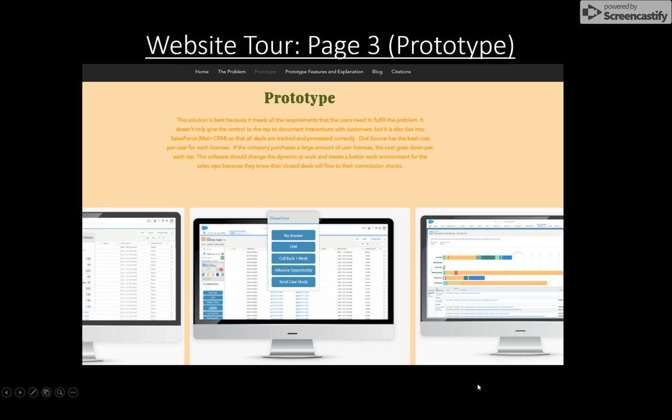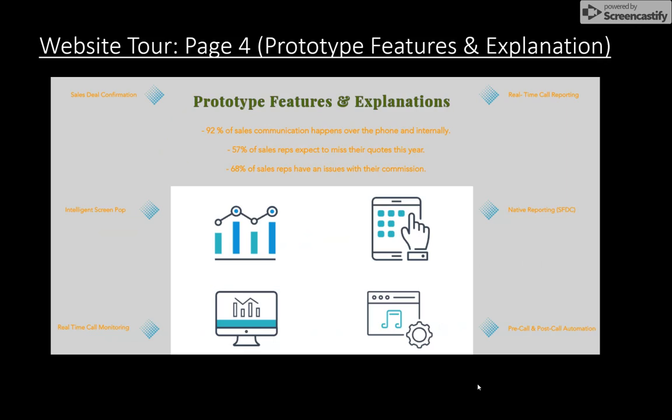We move into the third page, and the third page is the prototype. The prototype is the actual software that we're using, right? This website gives you this page, and the screens shift from left to right as the main user interface. You'll actually see how to use it and be able to take advantage of this prototype, which is Dial Source. As we continue, we look at the features and explanations, how they have intelligent screen pops or native reporting in Salesforce.com. It also defines specific percentages that show what problems sales reps have today and how this solution could effectively change that for the better.